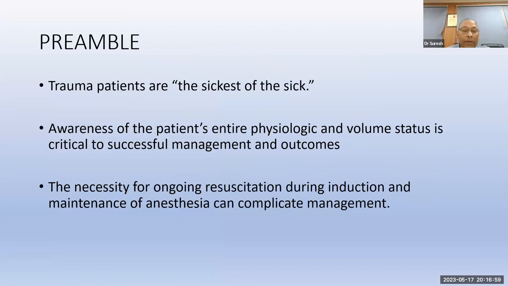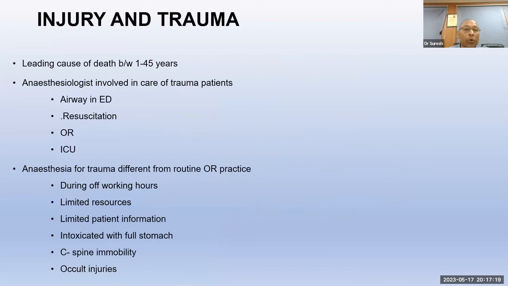Thank you. The important thing about trauma is that patients come as the sickest of the sick because the parameters are already compensated. Awareness of the patient's entire physiological and volume status is critical to successful management and outcomes. The necessity for ongoing resuscitation during induction and maintenance of anesthesia can complicate the management. Why is injury and trauma important? It's the leading cause of death between 1 and 45 years across the world. Anesthesiologists are involved in the care of trauma patients in the ED, resuscitation, OR, and ICU. Anesthesia for trauma is different from routine OR practice because most of the time it comes after working hours, where hands are few, with limited resources, limited patient information, most with full stomach, C-spine immobility, and occult injuries.